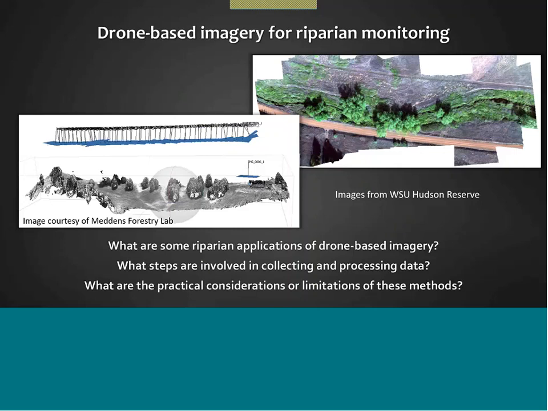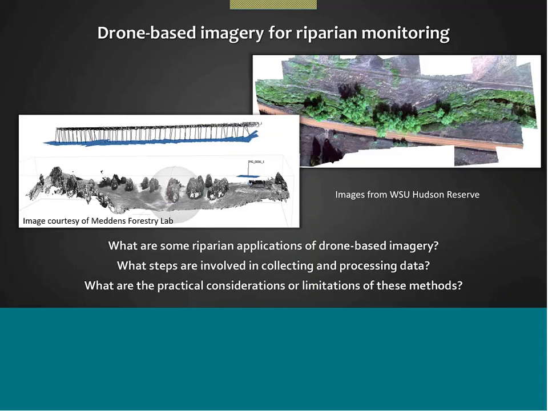So shifting gears here for a minute, the other available technology that we looked at was drone-based imagery for riparian monitoring. In these images, you see the WSU Hudson Reserve near Smoot Hill, and these are some digitally georeferenced orthomosaics. So it's hundreds of pictures from a drone that were put together so that we could measure change through time with them.